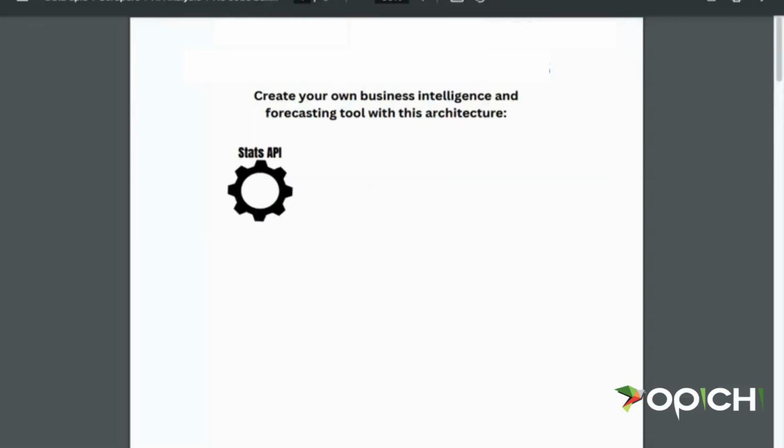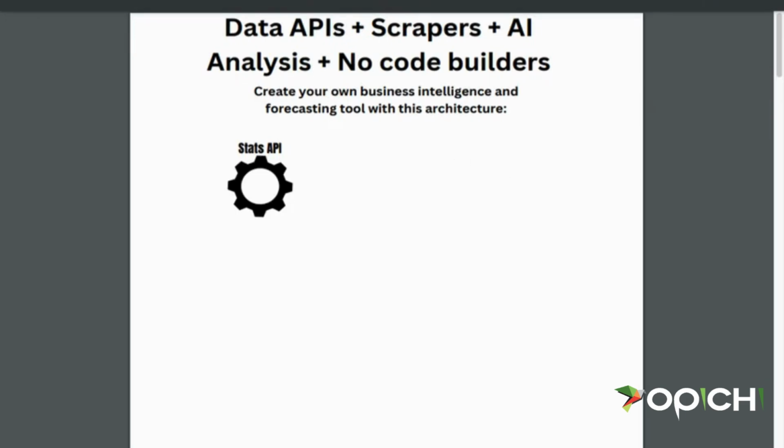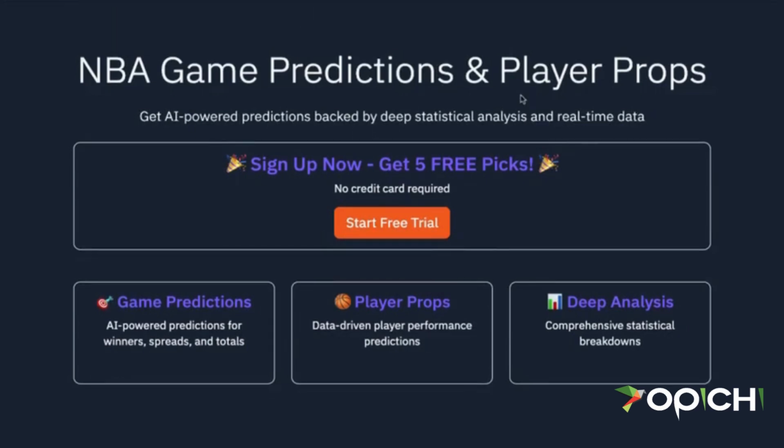So the way you do this, you stack together data APIs, scrapers, and AI analysis, and you do it all in a no-code builder like Replit. And that sounds like a lot, but it's actually very easy because you can just discuss with the AI what you want to build, and it'll help you find all of the sources. Here's how the example, this NBA AI, is structured.